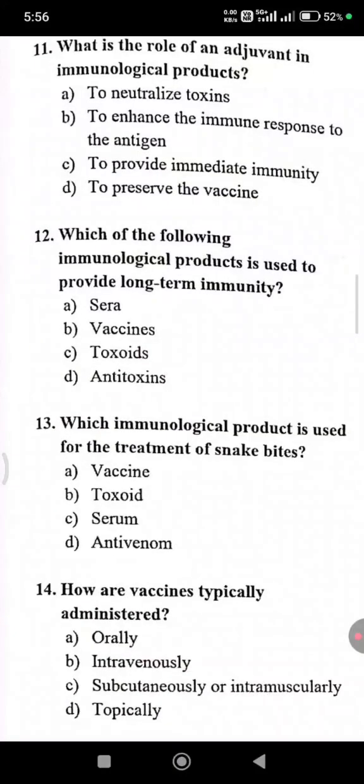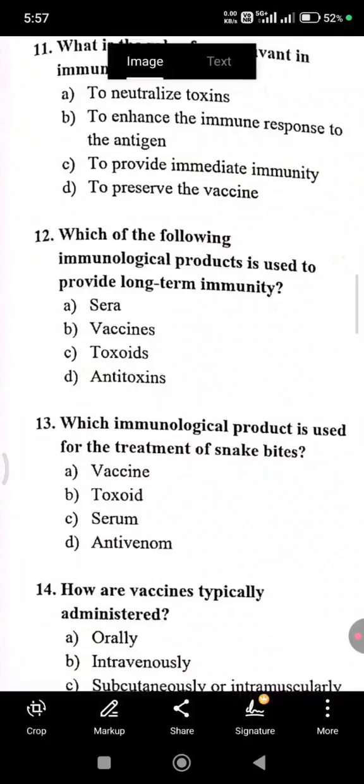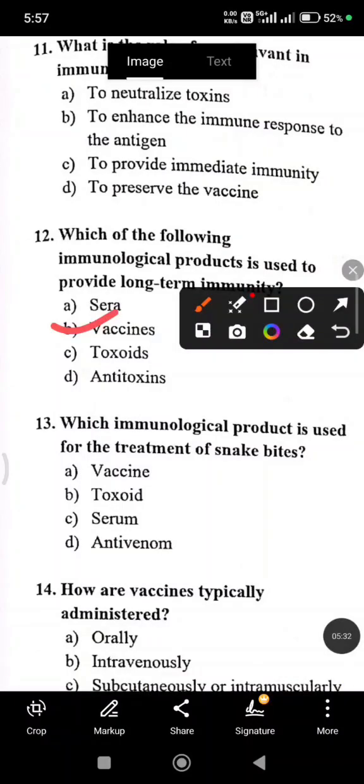Which of the following immunological products is used to provide long-term immunity? That is option B, vaccines.